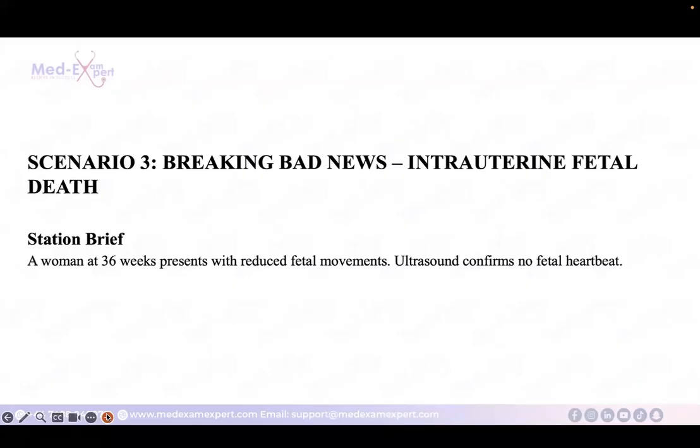Right. So you have got a woman at 36 weeks. She presents with reduced fetal movements, and when you did an ultrasound, it confirms no fetal heart. Okay. I'm the patient. You did my ultrasound, and I was looking at the screen and I could see there was no heartbeat. I said, okay, doctor, is everything okay?